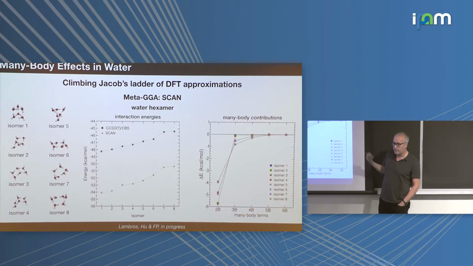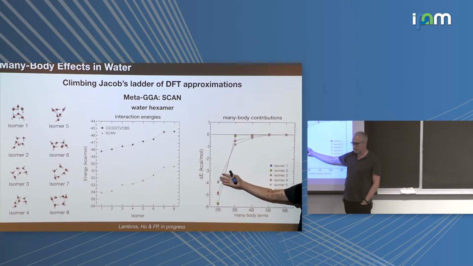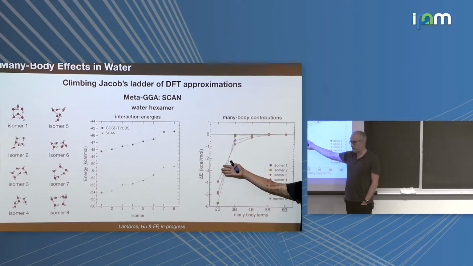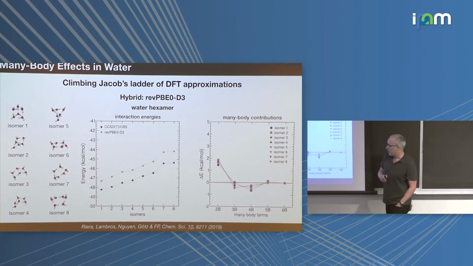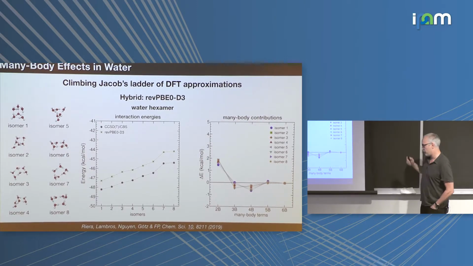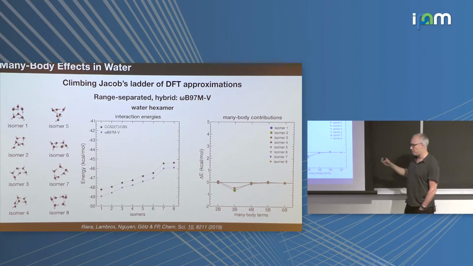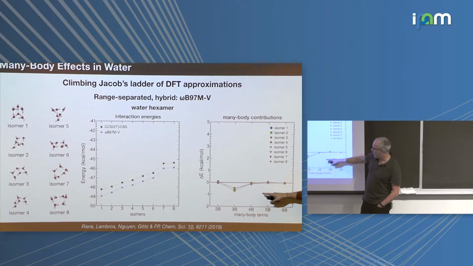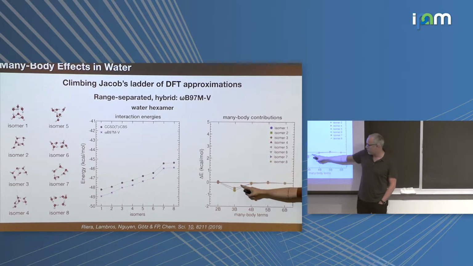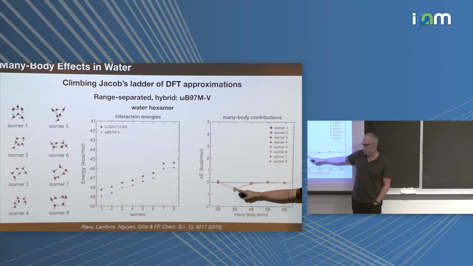And so now when you build a network on a functional like this, we are not learning much physics, because the physics is actually wrong already at the two-body level. And then we go to the revPBE0 and hybrids, and the best functional that I think exists nowadays for weakly interacting systems is omega B97M-V. And you can see that now it's almost perfect, except at the three-body level, but the error is very small.